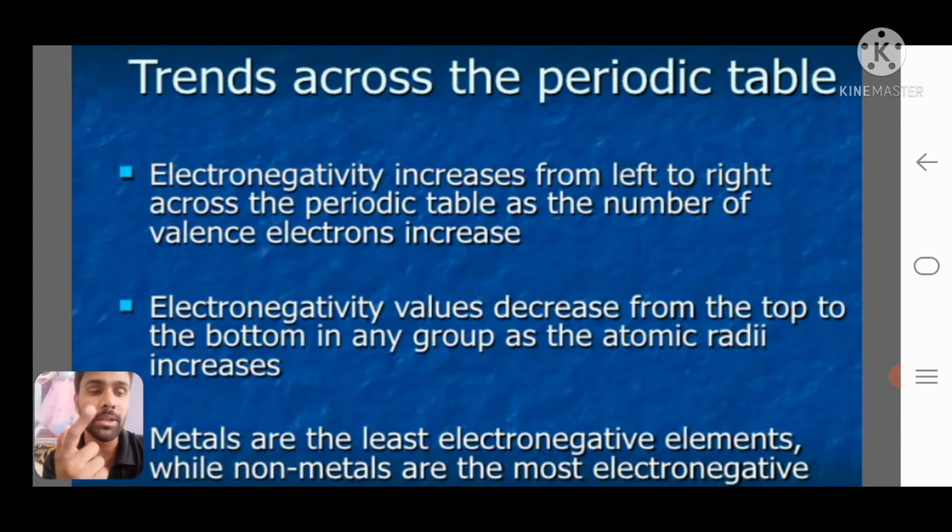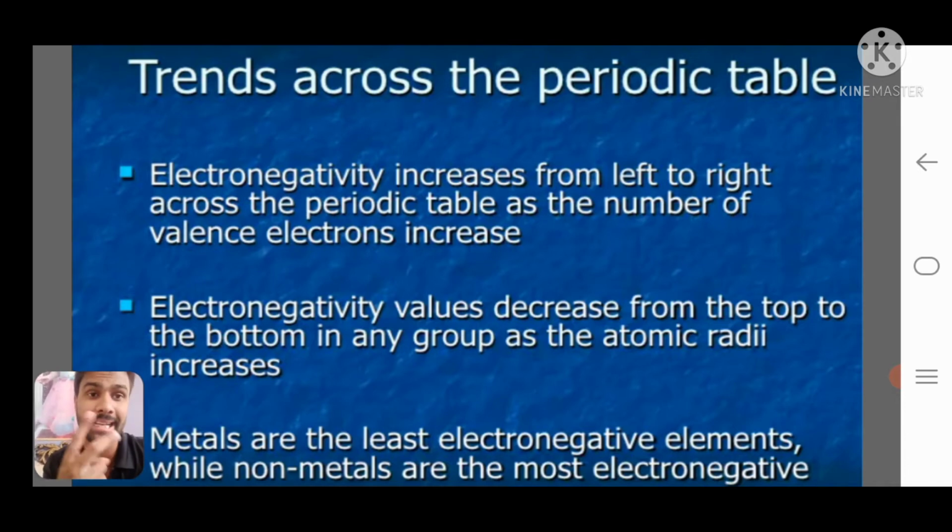And when we move down the group, electronegativity values decrease from top to bottom in any group as the atomic radii increases. In other words, the shell number increases. For example, hydrogen has one shell, lithium has 3 electrons and 2 shells, and sodium has 3 shells.